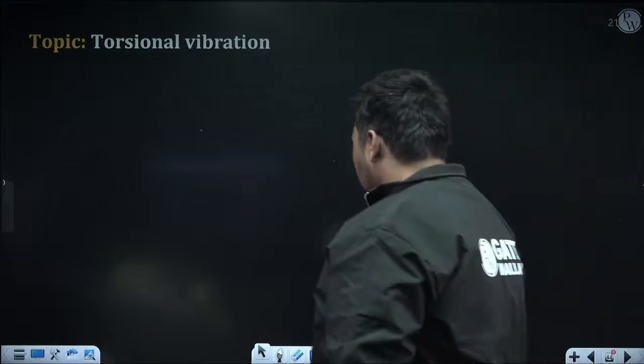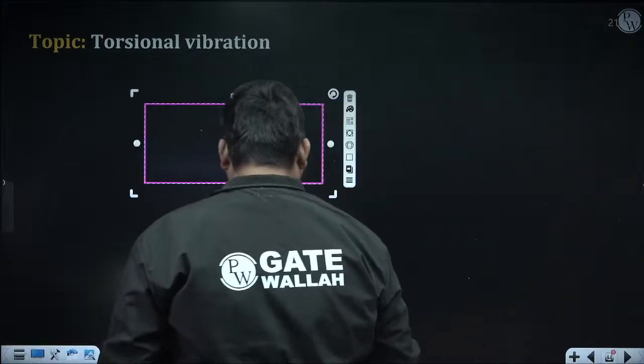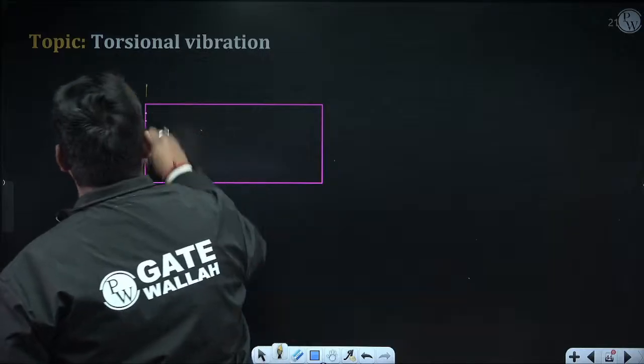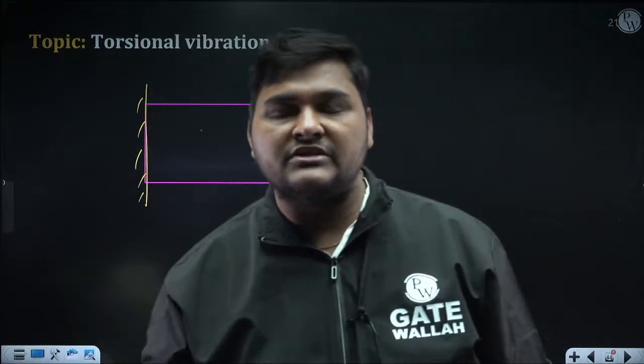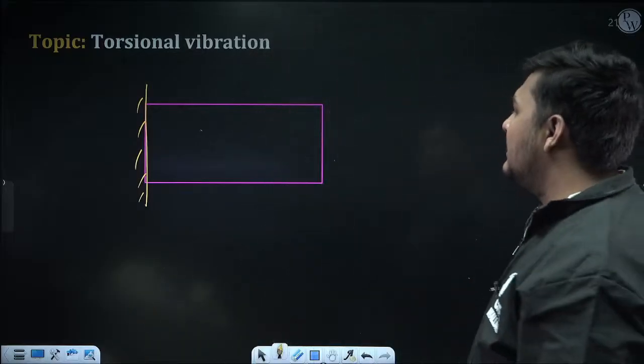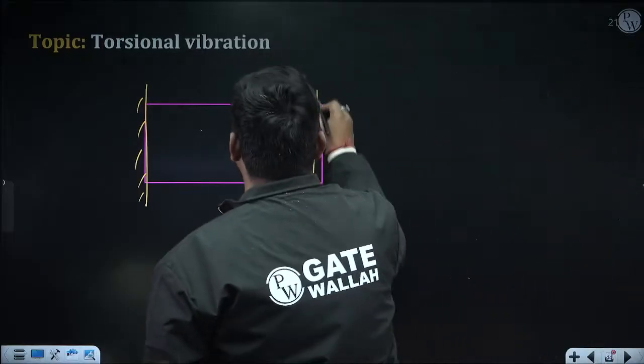Okay, I am taking one case. Suppose this is a shaft. Now it is your will, you can refer to this as shaft, beam or bar, but generally when torsional vibration occurs, we refer to the structure as shaft. Okay, here one rotor is attached.